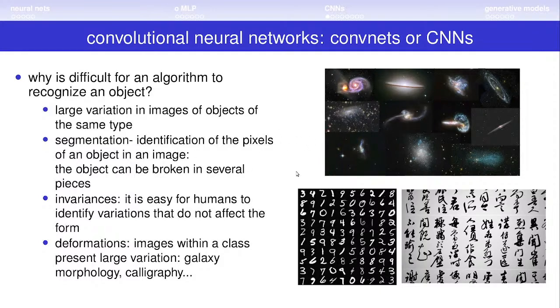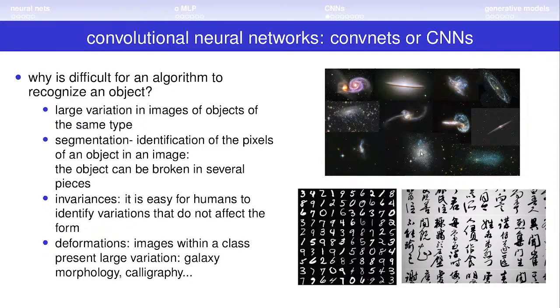Another problem is segmentation. Segmentation in image analysis corresponds to the identification of the pixels that are associated with a given object. For example, if we run SExtractor on this image here, it can consider, for example, that this H II region here is a different object, when in reality it's part of this galaxy. So objects can be broken into several pieces, and this is a difficulty also with conventional methods.